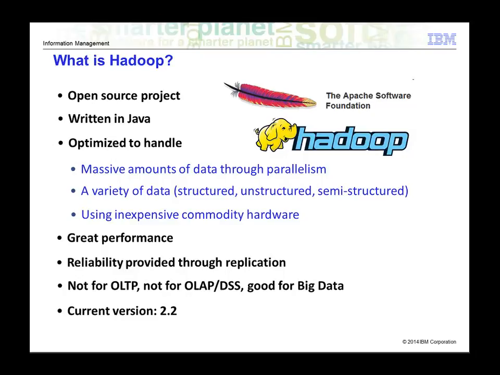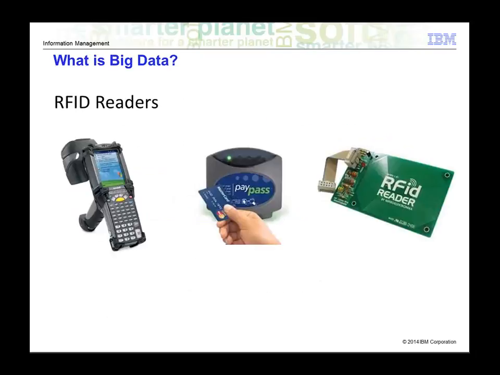Hadoop is used for big data. It complements online transaction processing and online analytical processing. It is not a replacement for a relational database system. So what is big data?